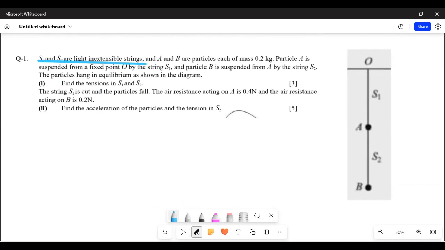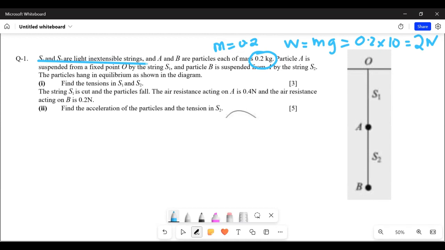A and B are particles, each of mass 0.2 kg. So this is the mass 0.2, which means weight, which equals mg, would be 0.2 times 10. 10 is the gravitational acceleration, which would make this 2 newtons. So weight of both of these would be 2 newtons.